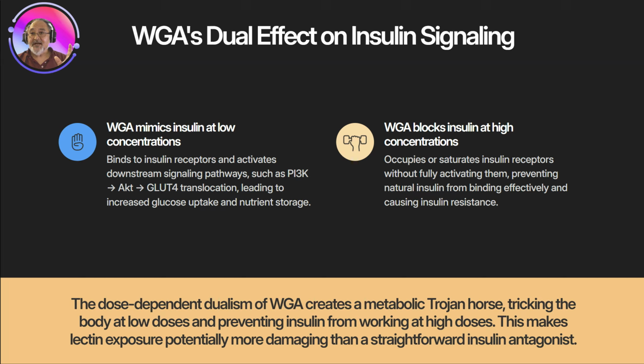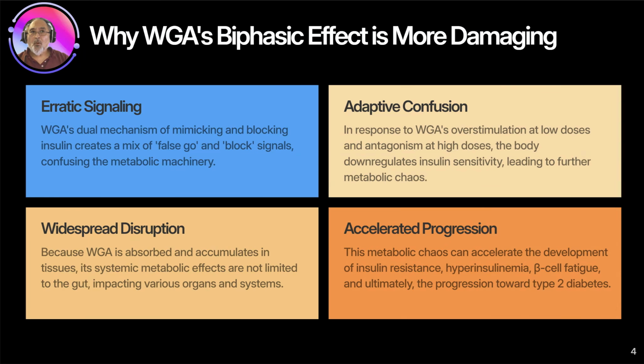At high levels, it occupies or saturates insulin receptors without fully activating them, preventing natural insulin from binding effectively and causing insulin resistance. And that in itself is a bad thing. So why is this more damaging than a simple antagonist? A straightforward insulin antagonist, like a drug or toxin that blocks the receptor, right, has predictable pharmacodynamics, which is that we know how it works. It inhibits insulin activity in a dose-dependent, linear fashion.